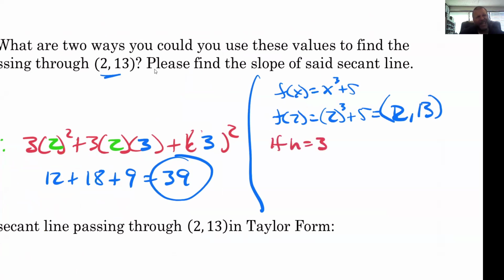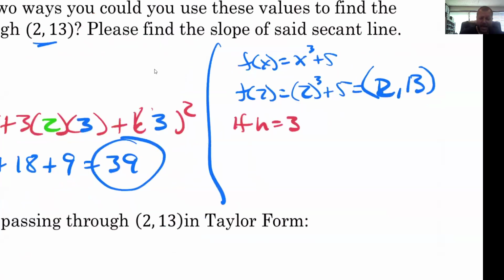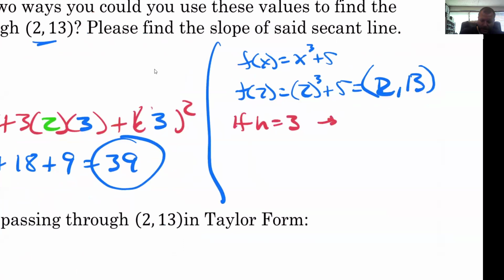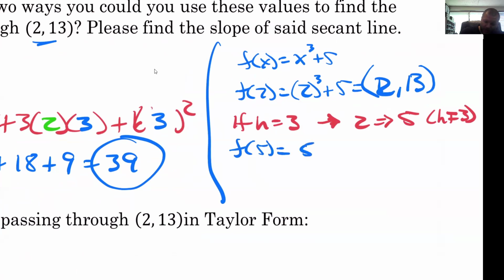remember, h, think of it as like a horizontal shift, right? I'm shifting my x over 3 units. So I'm going from 2 to 5. Right, so that's a 3-unit change. So that means f of 5 would equal 5 cubed plus 5. 5 cubed is 125, plus another 5 is 130. So we have the point (5, 130) on our line.